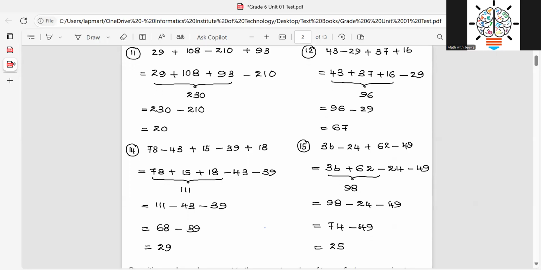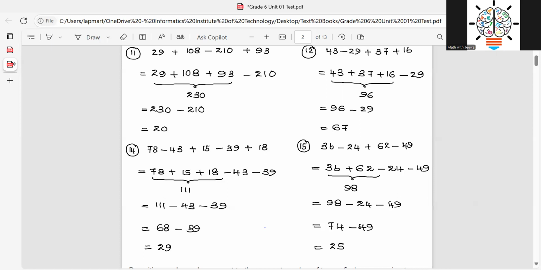And then question number 14, you just see here that we have a few plus numbers and minus numbers: 78, 15, and 18. When you add them together, it gives me 111. From 111, you subtract 43. It gives me 68. From 68, you subtract 39. It gives you 29. Check whether you have done this. Maybe you have got the correct answer, but see whether you have shown the steps like this. By any chance, if you have not shown them, please go through the steps and write them down.